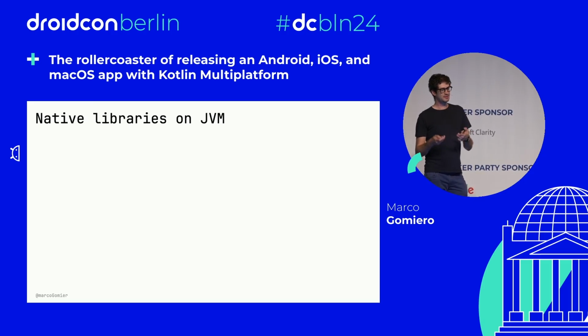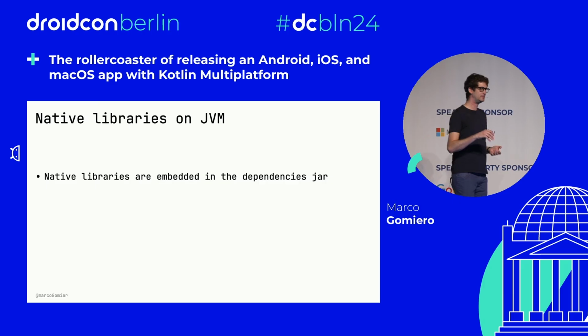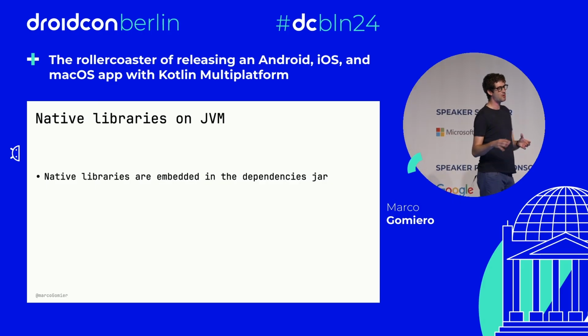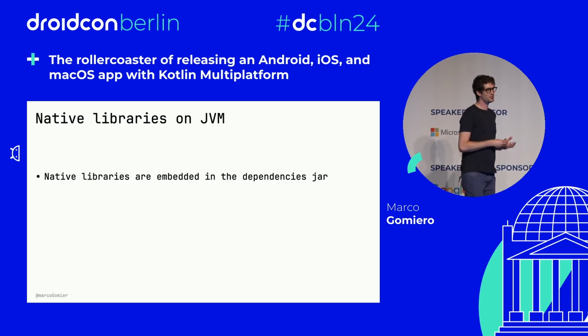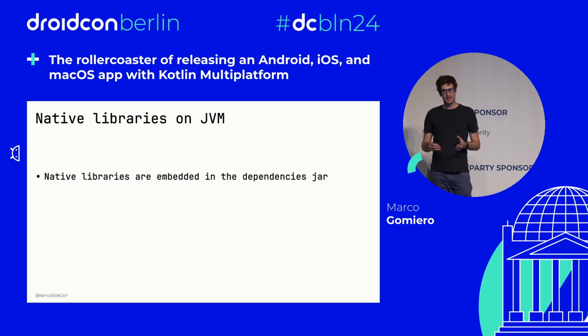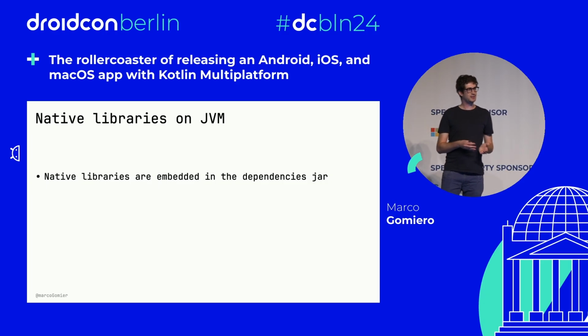So the way it works is the native libraries that are required for a dependency. In this case, I'm using SQLite. SQLite needs to access SQLite, so it requires a native library. And this native library is usually embedded inside the dependency, inside the jar of the dependency.